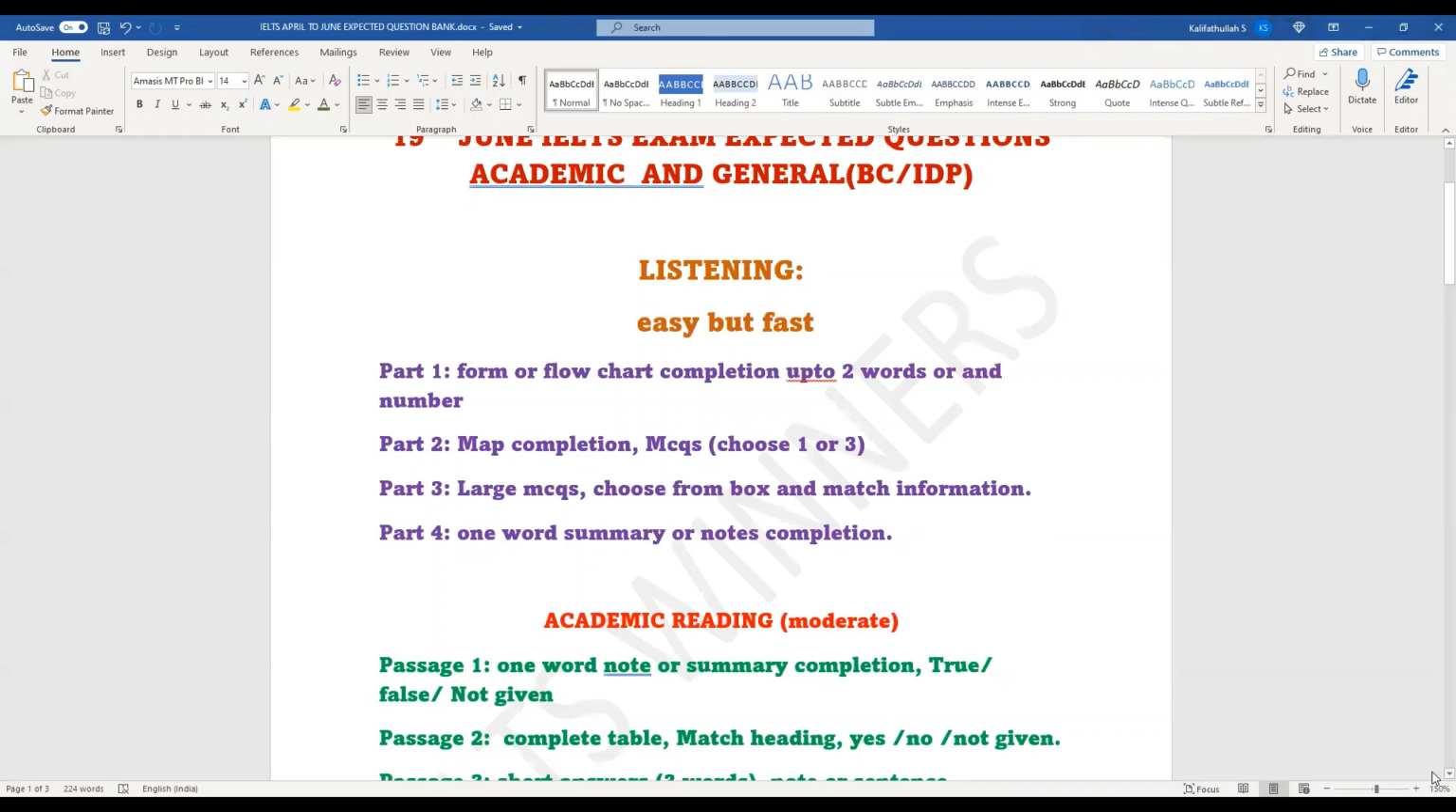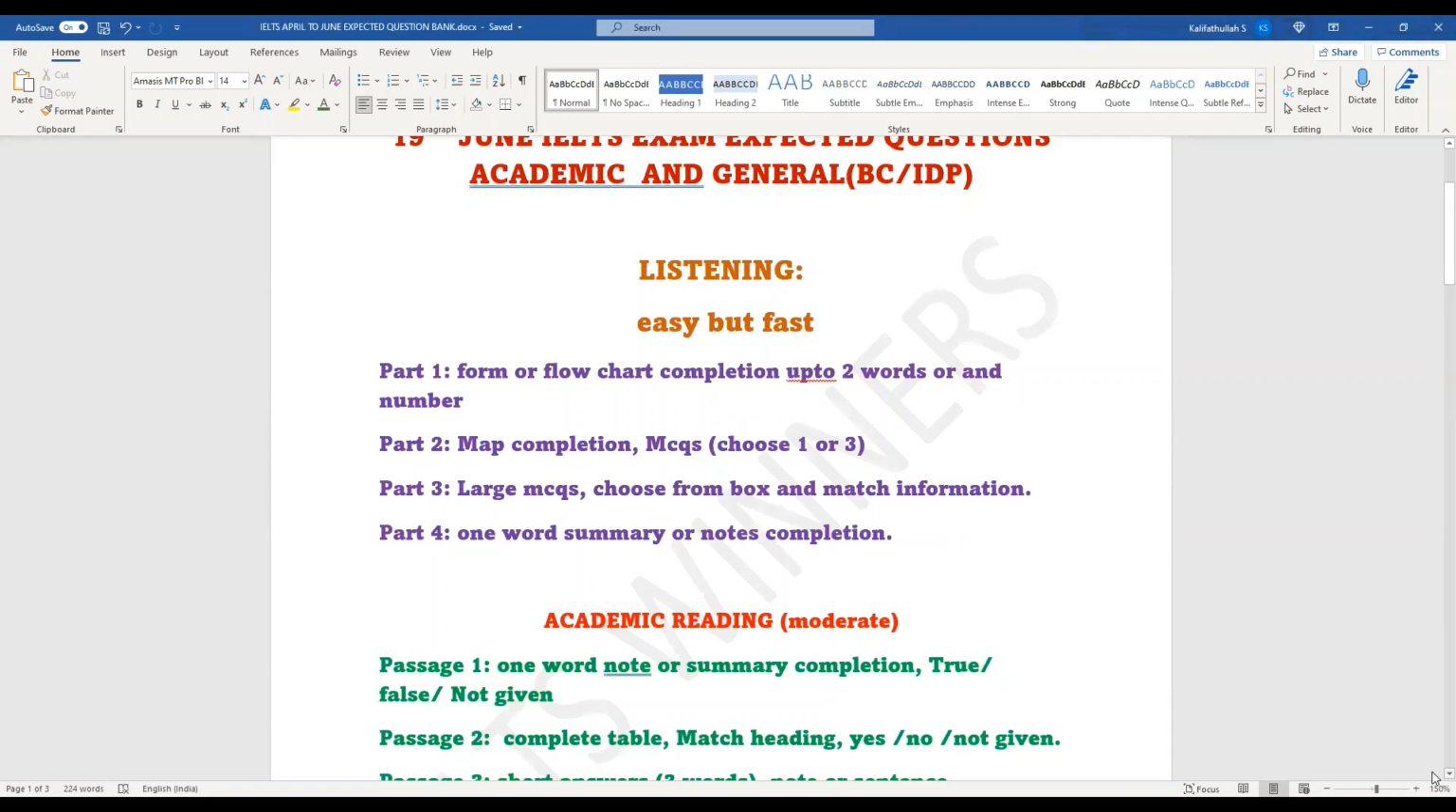Next is part two. So part two, you can get 2 types of questions, that is map completion and MCQ. So MCQs, you will be given one question and you need to choose one option, or you will be given a question and you need to choose the appropriate 2 or 3 options from the given 5 or 7 options. So multiple, you have to choose many. In a map completion, either you will just get to write the letters, like where is this located, A, B, C, D, E, like that, the normal one.